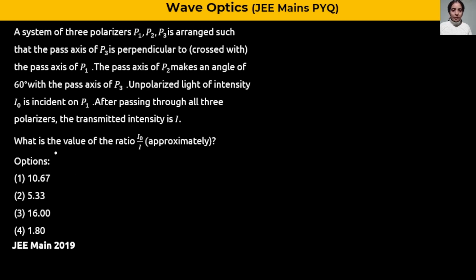Now let us look at this question. Question क्या कह रहा है? A system of three polarizer P1, P2, P3 is arranged such that axis of P3 is perpendicular to the pass axis of P1. So यहाँ पे आप P1 बना लो and this is your P3. They are perpendicular. Okay. The pass axis of P2 makes an angle of 60 degree with the pass axis of P3. So this angle is your how much? This is your 60 degree.